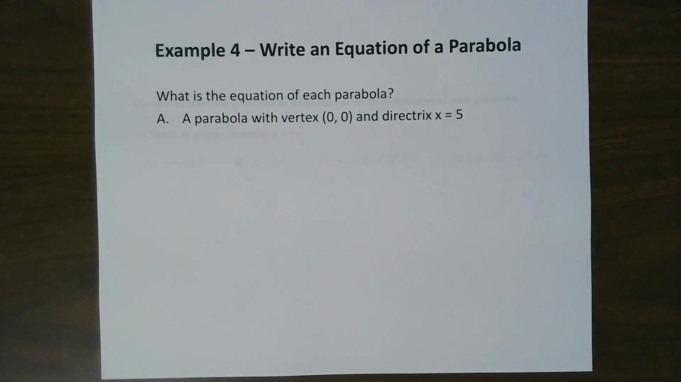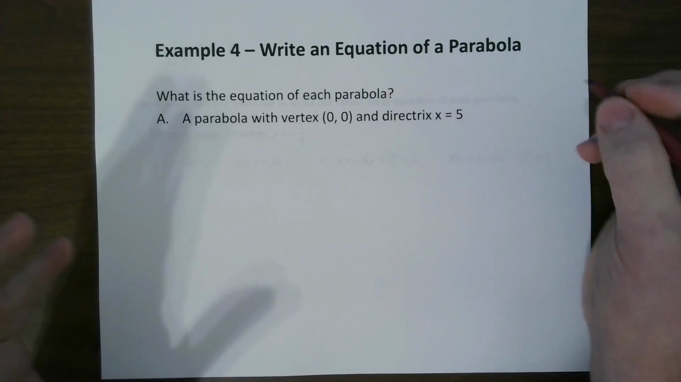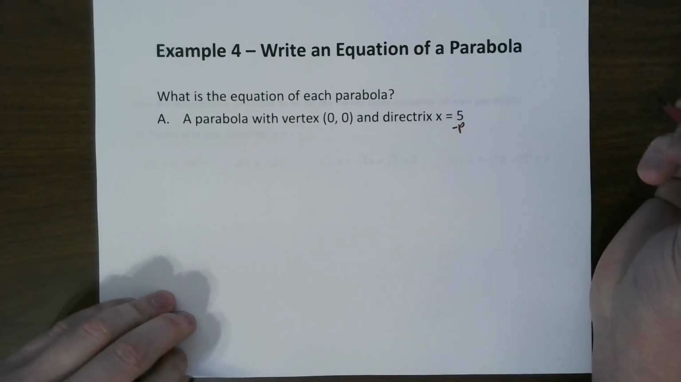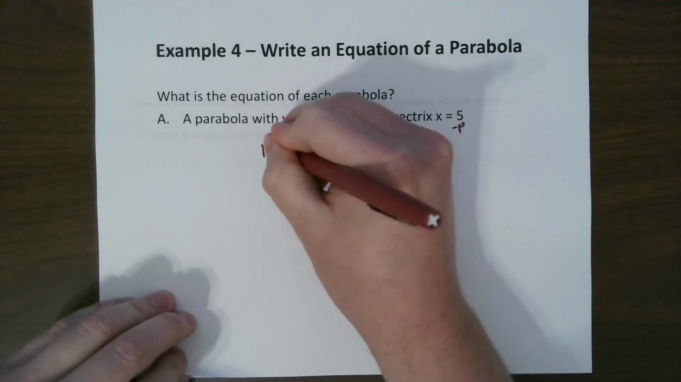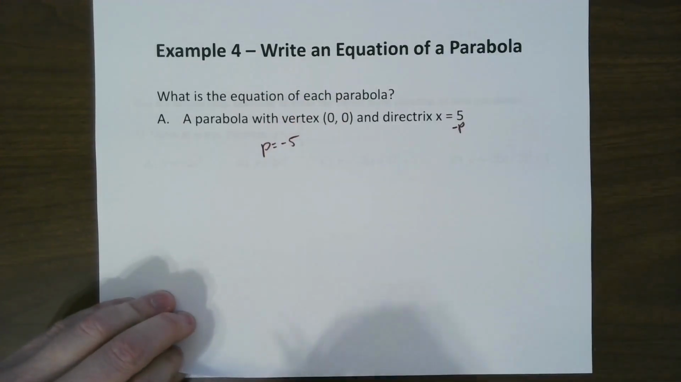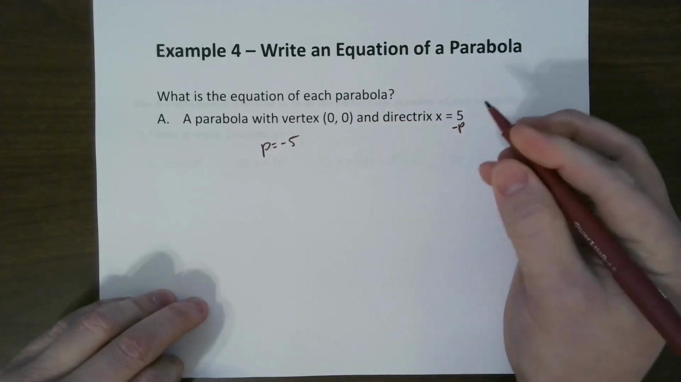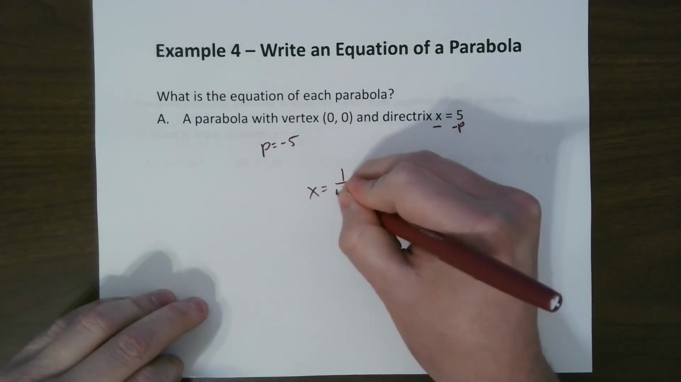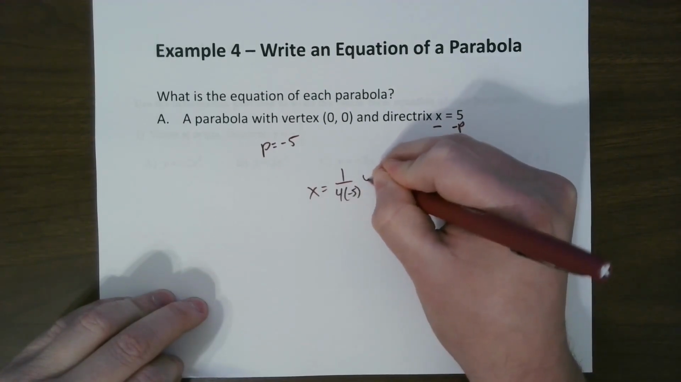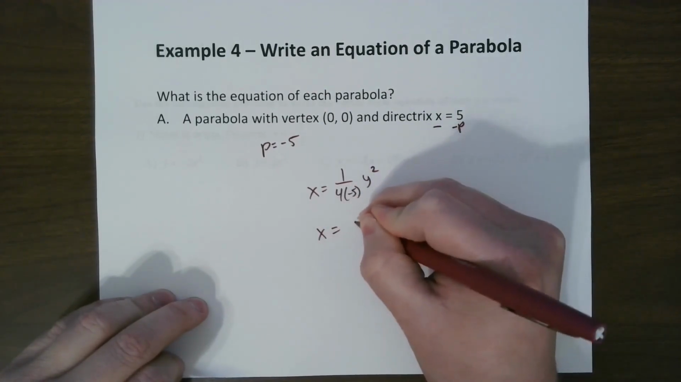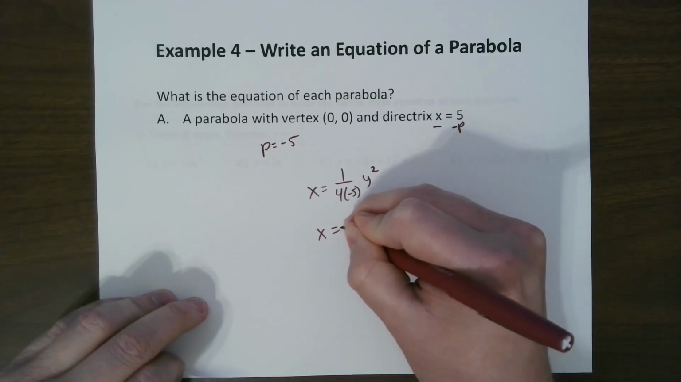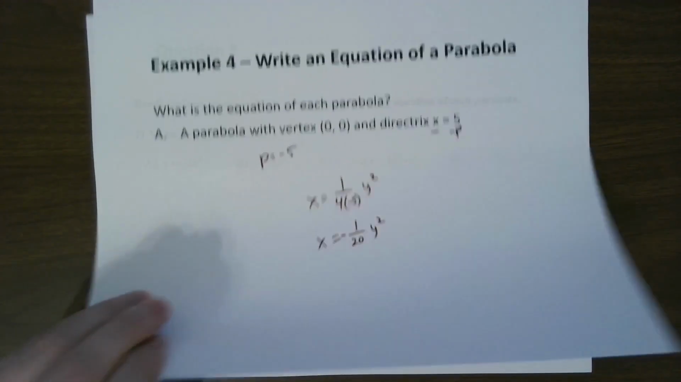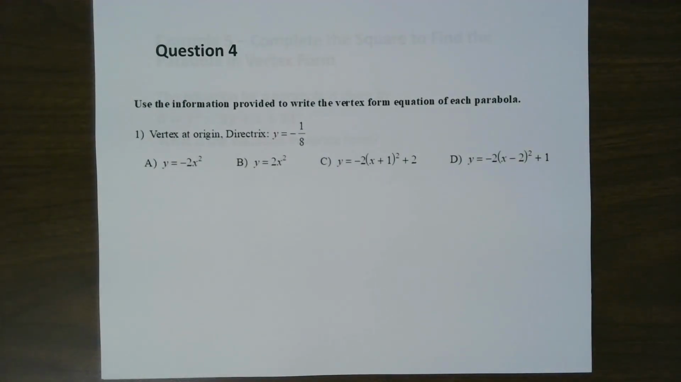What if we're given the vertex and the directrix? Well, the directrix is a little bit different. It is the opposite of p, so p is going to be negative 5. It's the opposite of it. Now we do the same thing. Since the directrix is x equals, we're going to use the x equals formula. So we get x equals 1 over negative 20 y squared. That's it. Go ahead and try this one.